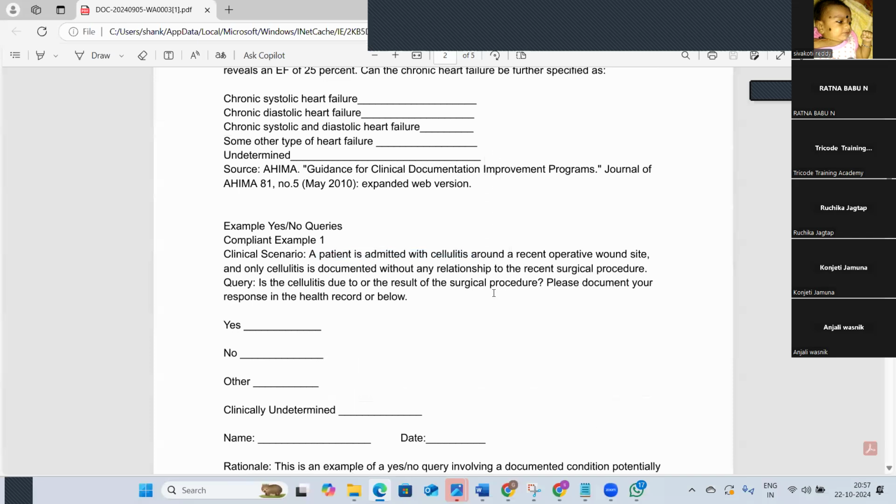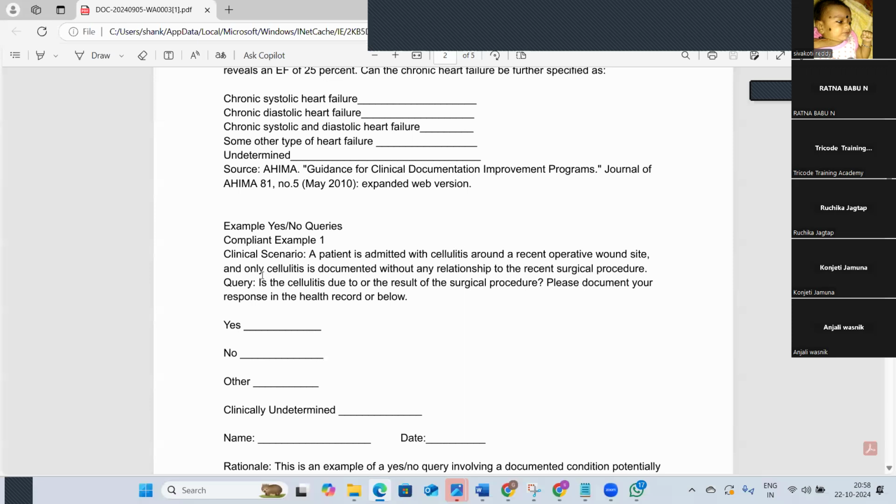Patient admitted around a recent operative wound site, and only cellulitis is documented without any relation to the recent surgical procedure. Now, what if the patient comes in with cellulitis where it happened around the recent surgery? Maybe it's 1 month back, or 15 days back, or 2 days back. Around the recent operative site he got some cellulitis.